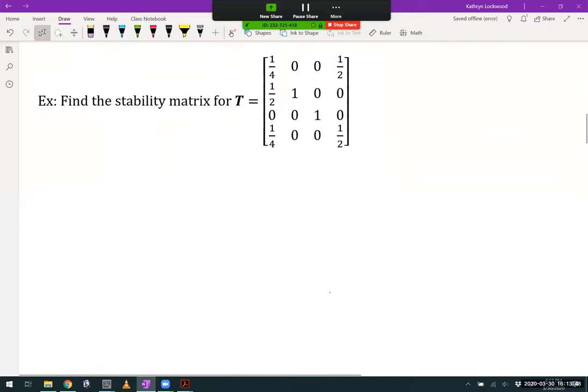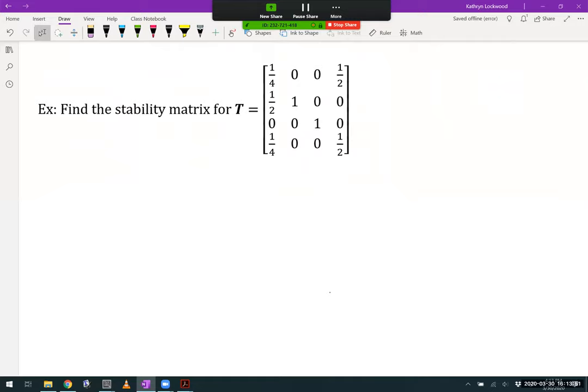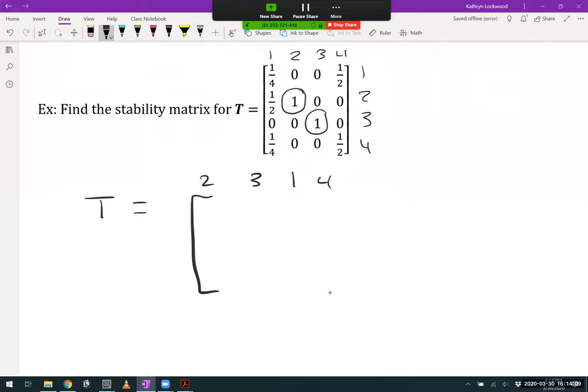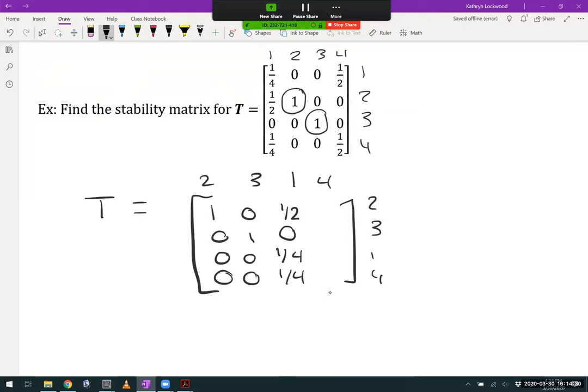Let's repeat the process for a stability matrix that's 4x4 this time. Again, we'll start with the states just ordered 1, 2, 3, 4. Find the absorbing states, which are 2 and 3, and then get the standard form of T by putting the absorbing states 2 and 3 first. That gives us the identity matrix and a block of all zeros below it. And then we'll have to rearrange the columns for 1 and 4. State 1 can move to state 2 with probability 1/2, to state 1 with probability 1/4, and state 4 with probability 1/4. State 4 moves to 1 50% of the time and 4 50% of the time.